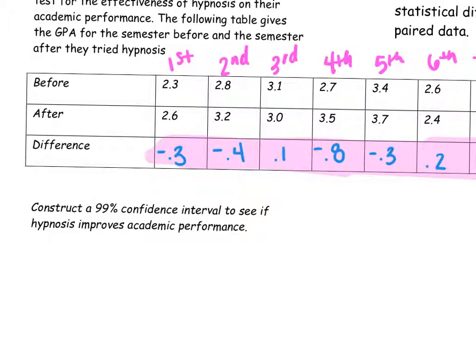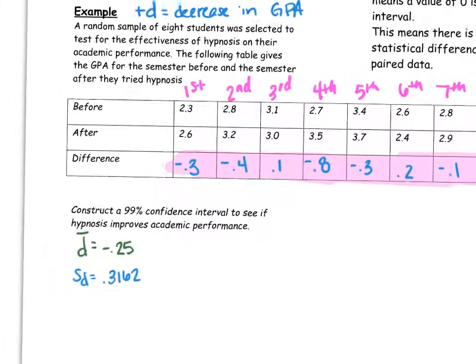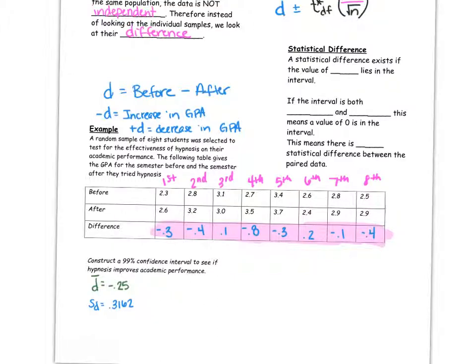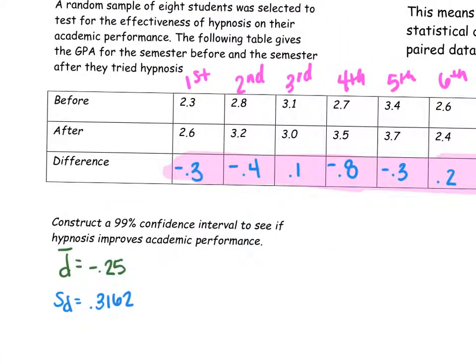The calculator tells me that D bar is equal to negative 0.25. S of X, or S of D, is equal to 0.3162. So I have D bar, I have S of D. I know that N is equal to what here? Thank you. N is equal to 8. What am I missing? T star. How do I find T star?